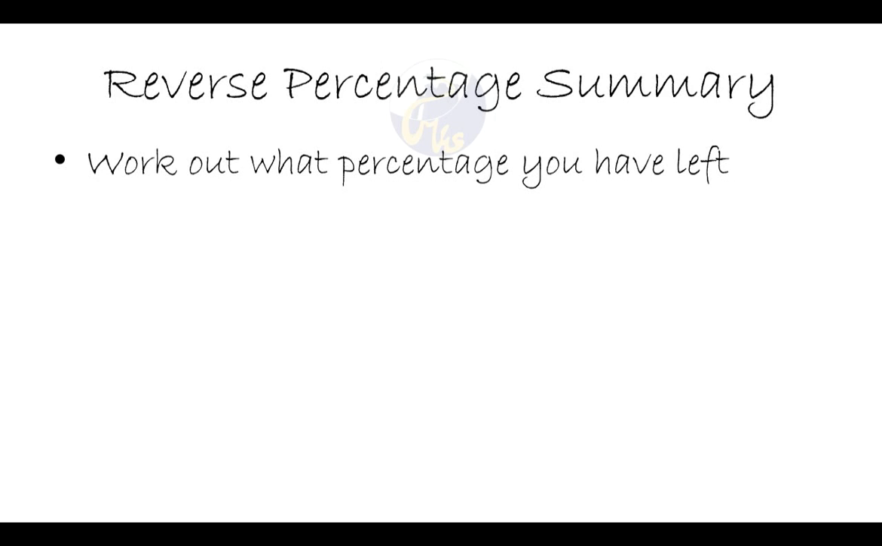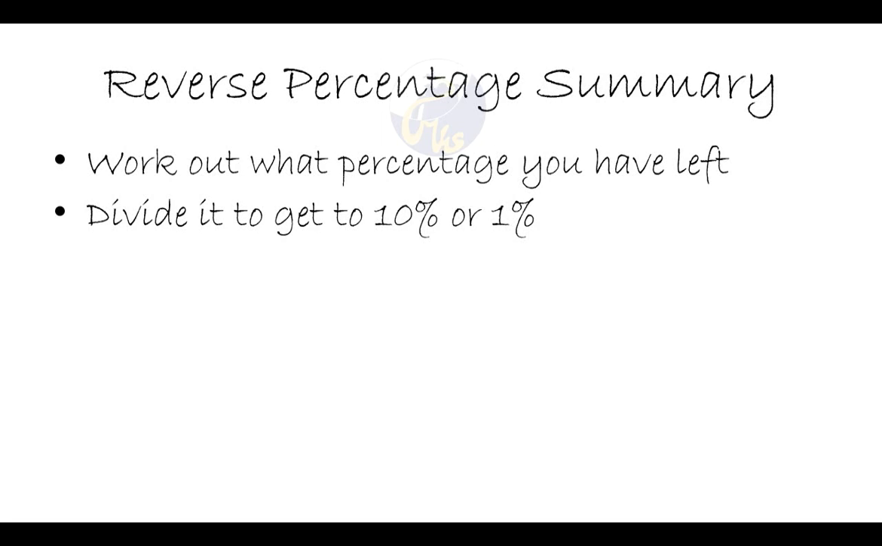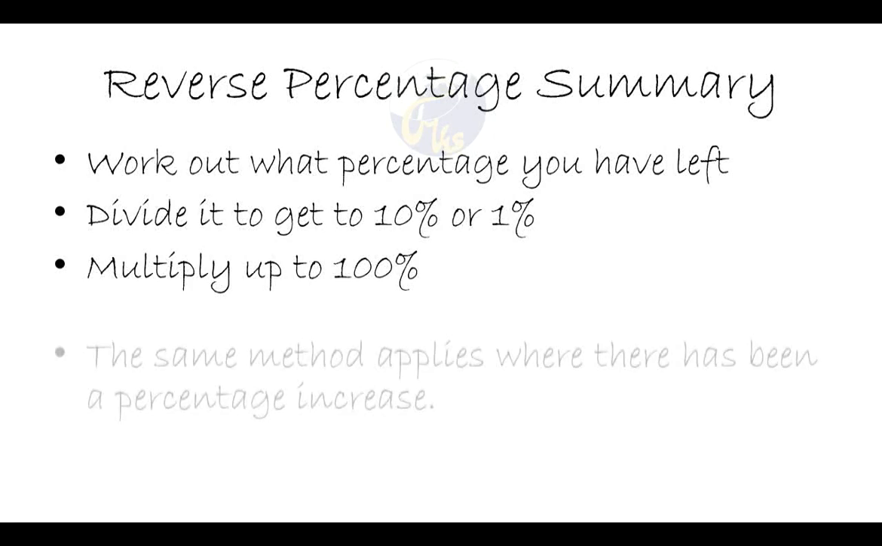So summarising what we've looked at, working out what percentage you have left, that's pretty much key. Figuring out what percentage you've got, this could be as a result of an increase or decrease. Divide it to get to 10% or 1%. Depending on the numbers you've got, you might even figure other numbers like 20%, 25%, depends what you're working with. But 10% and 1% are quite common to get to. Multiply up to get to 100, so that you actually get back to that original point.